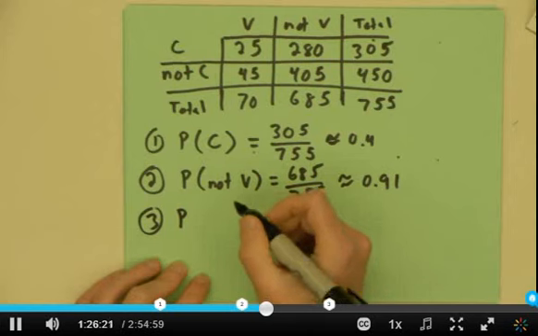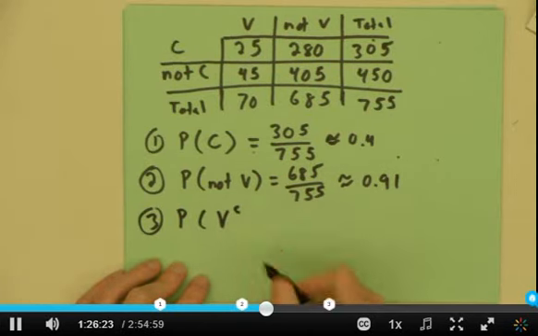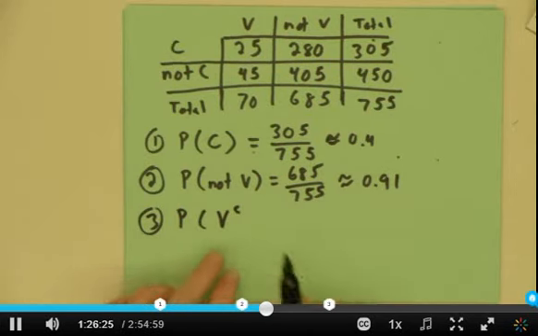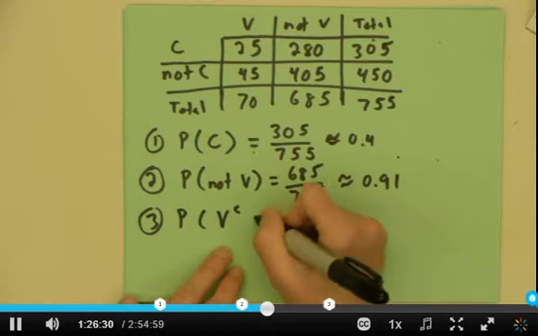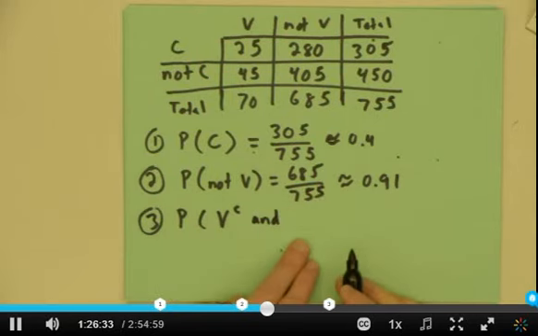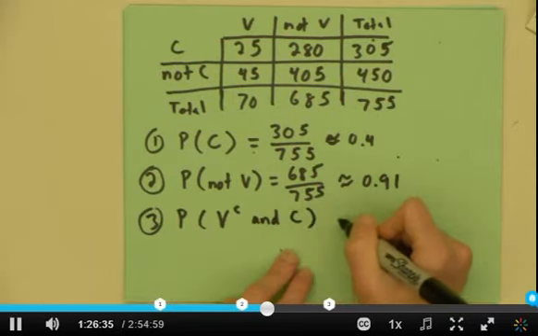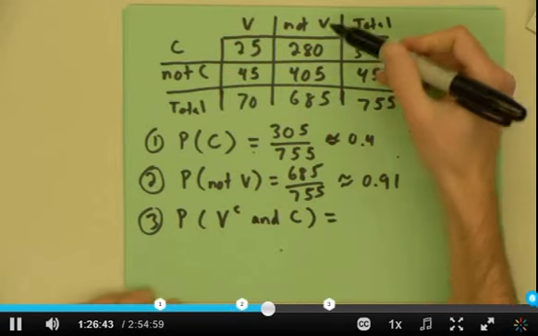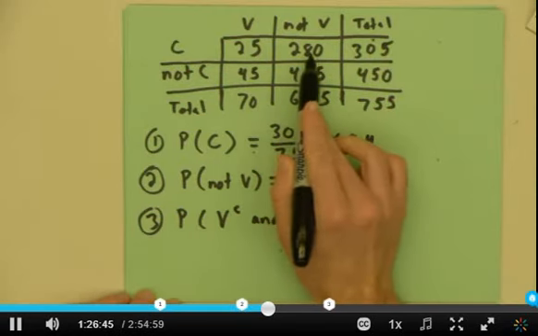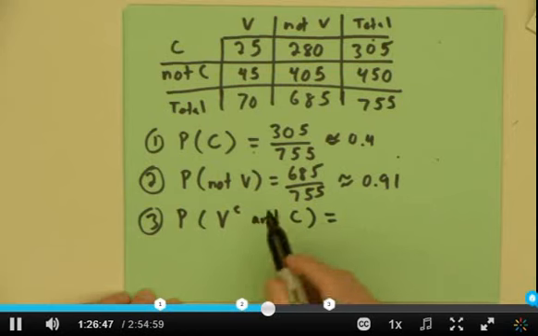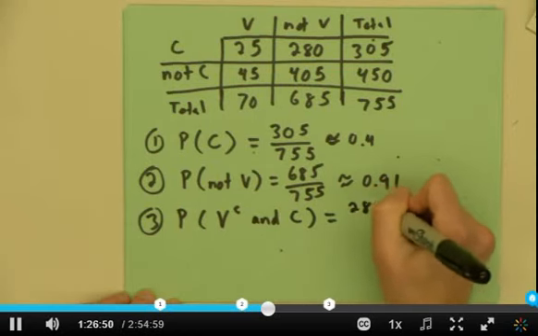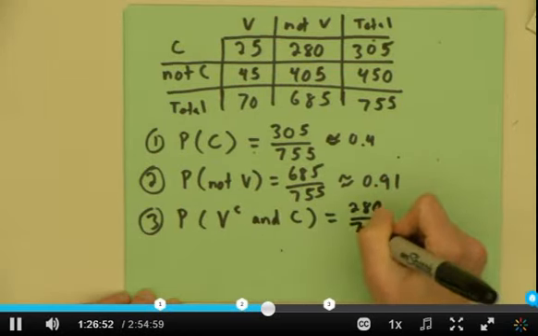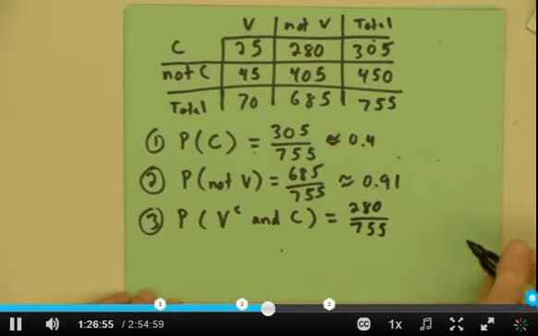What's the probability I have a driver who did not have a speeding violation, so that's not V or V complement, I'm writing it the other way this time, and was a cell phone user? Not V is right here, C is right here, so this one entry is the people who satisfy these two things. 280 out of 755.